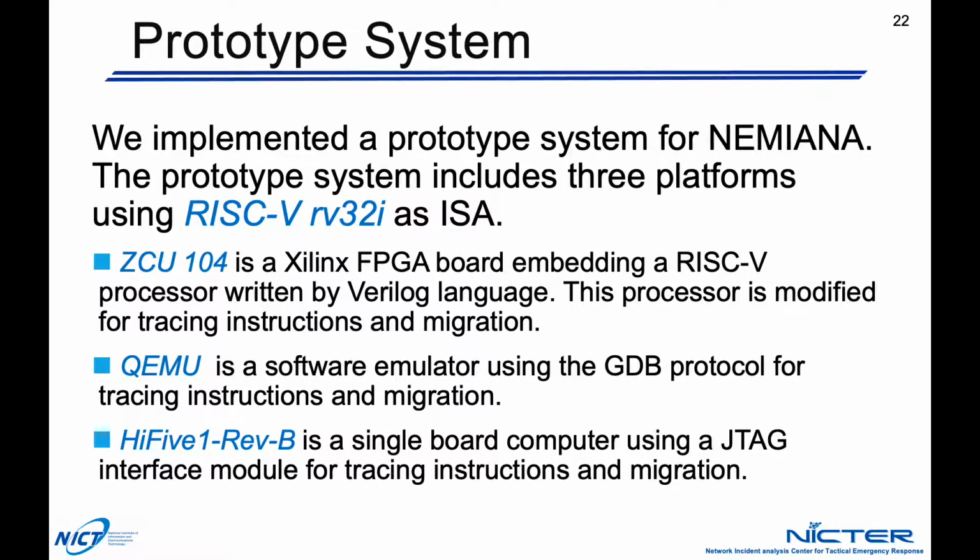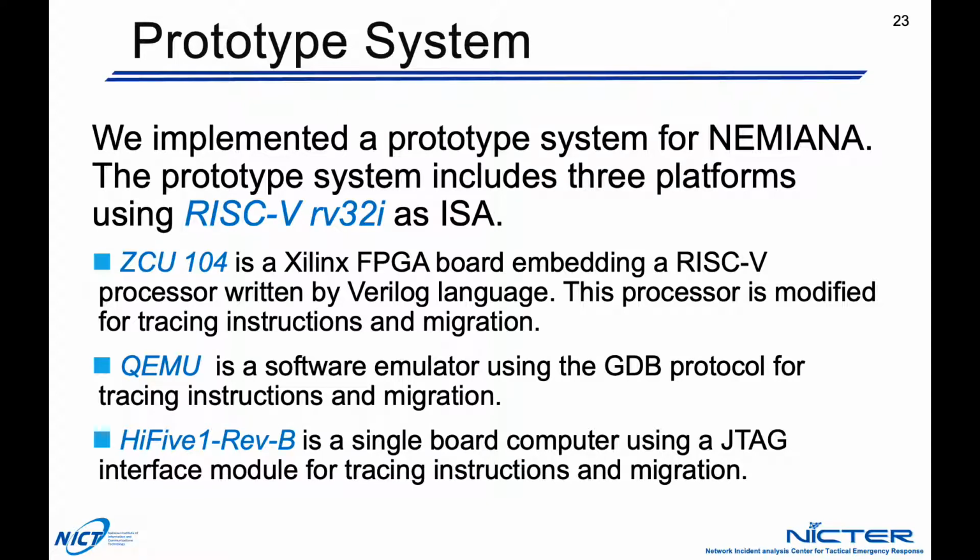We implemented a prototype system for NEMIANA. The prototype system provides three debugging platforms using RISC-V RV32I as the ISA. RISC-V is an open source CPU core. Next, we show the implemented platforms to show how to obtain and write traces on each processor.